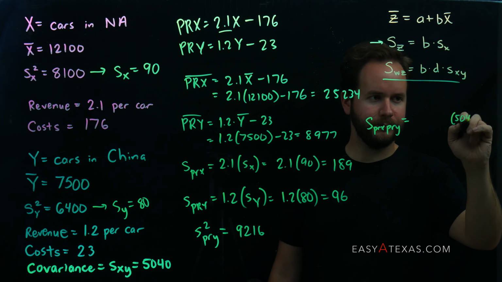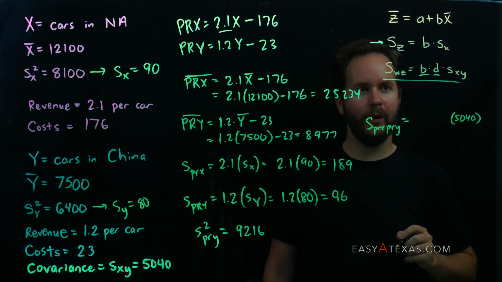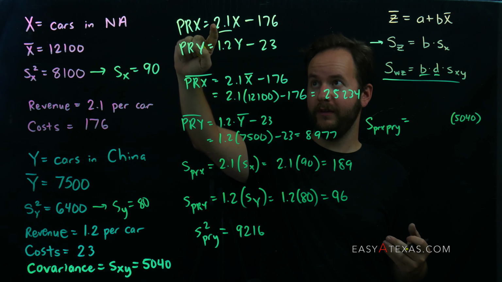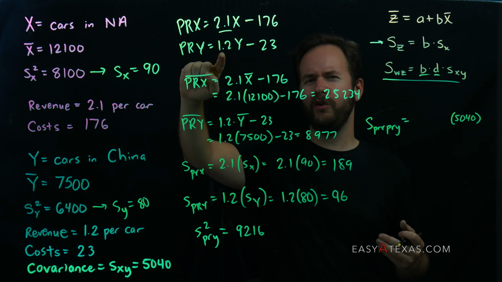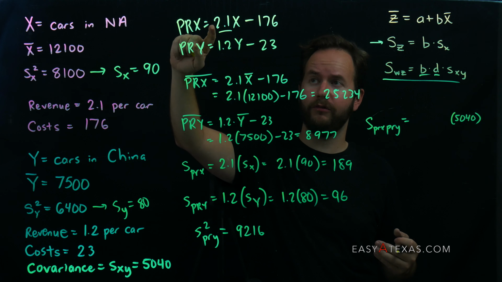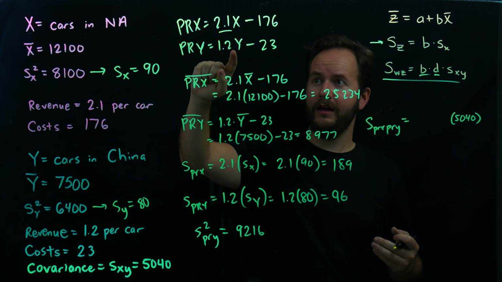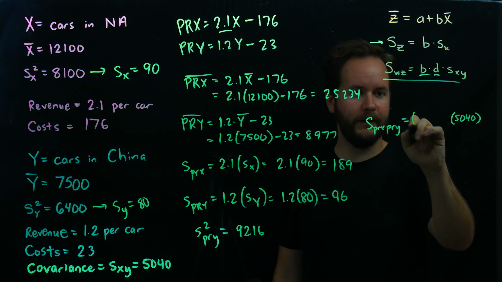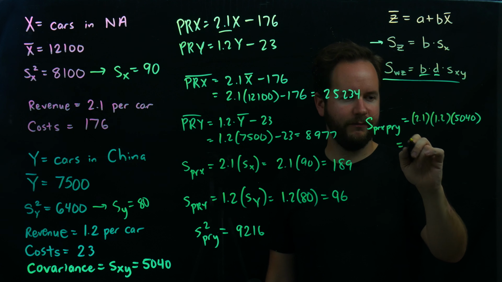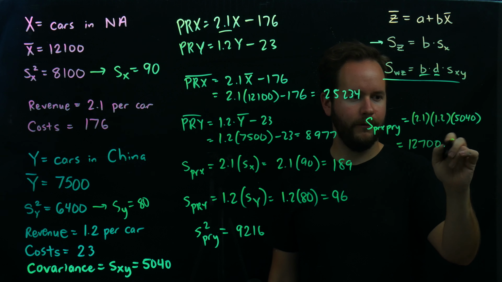Let's put that here. B and D, however, represent the coefficients of X and Y in the equations of the profit. So this is B and this is D. I couldn't use the same variable B because then it would be confusing. Which B am I referring to? So B in this case refers to the coefficient of X, and D here refers to the coefficient of Y. So that'd be 2.1 and 1.2. Multiplying this all out gives me 12700.8.